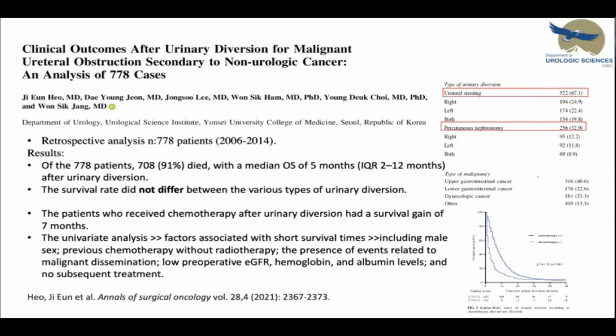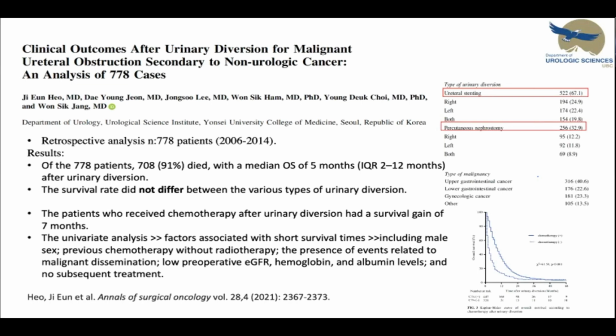91% of the patients died, with a median overall survival of 5 months after urinary diversion. The survival rate did not differ between the various types of urinary diversion. Patients who received chemotherapy after urinary diversion had a survival gain of 7 months.